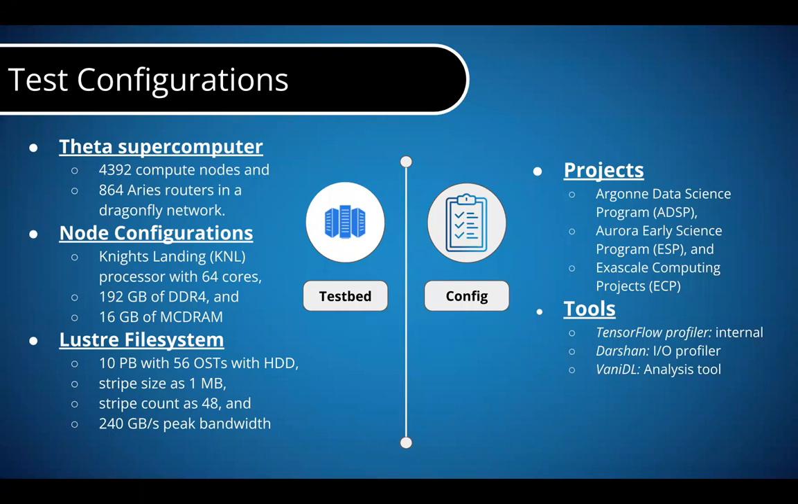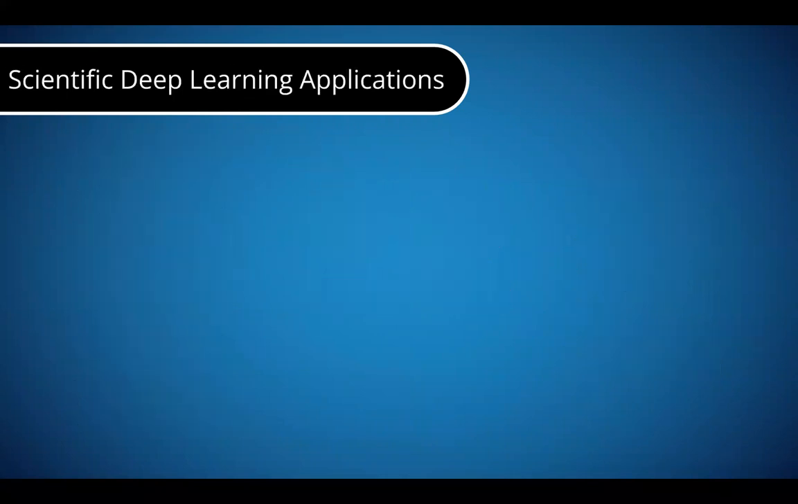We run these applications with 128 KNL nodes over the Lustre file system, which we saw having a peak bandwidth of 240 gigabytes per second. All these applications utilize the TensorFlow framework, so we utilize its internal profiler along with Darshan for low-level IO profiling. Also, we built an analysis tool which combines the higher-level details from the TensorFlow profiler with the lower-level IO profiling from Darshan and provides a more holistic view of the IO behavior. All the results I will be showing during this categorization are from this tool. So I'll first go over the eight applications we looked at from various projects in this work.